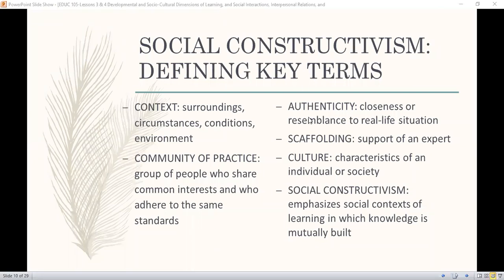Next is authenticity. Syempre, in your dictionary, you would know authenticity is genuine. But here, we are going to define authenticity as closeness or resemblance to real life situation. Like when you give examples, since this is about social interaction, when you give activities, dapat daw, it should be close to reality that makes your examples, your materials authentic.